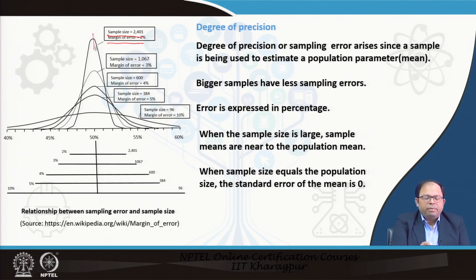So here we can see that once we know the margin of error, if I have a mean and all the sample means are distributed like this, the larger the sample size, the more tightly they would be near the actual mean. So when the sample size is large, sample means are near to the population mean. So if I have the population mean in the middle, then sample means would be near to that. When the sample size equals the population size, the standard error of the mean is 0. That means it would be the same as the population mean.